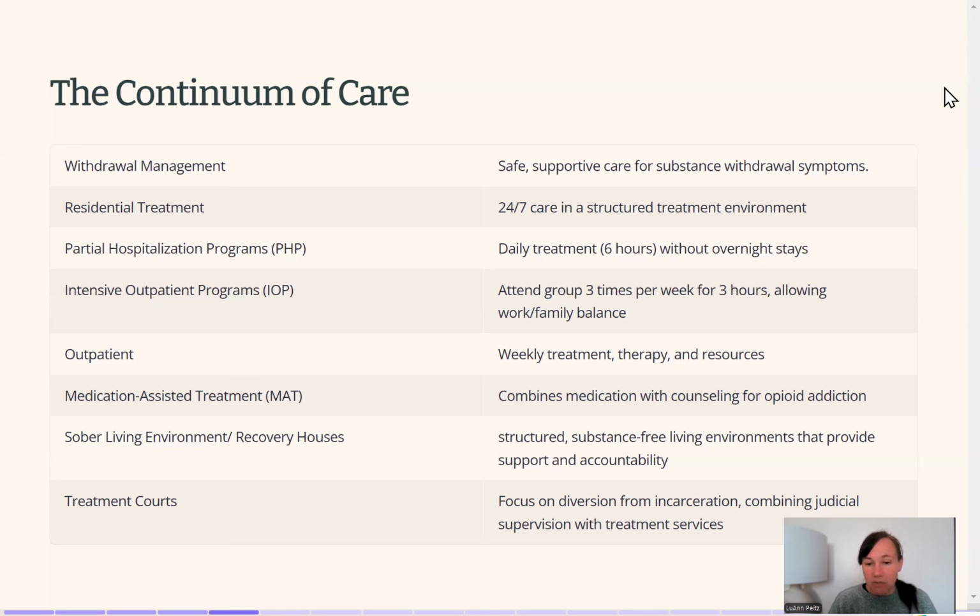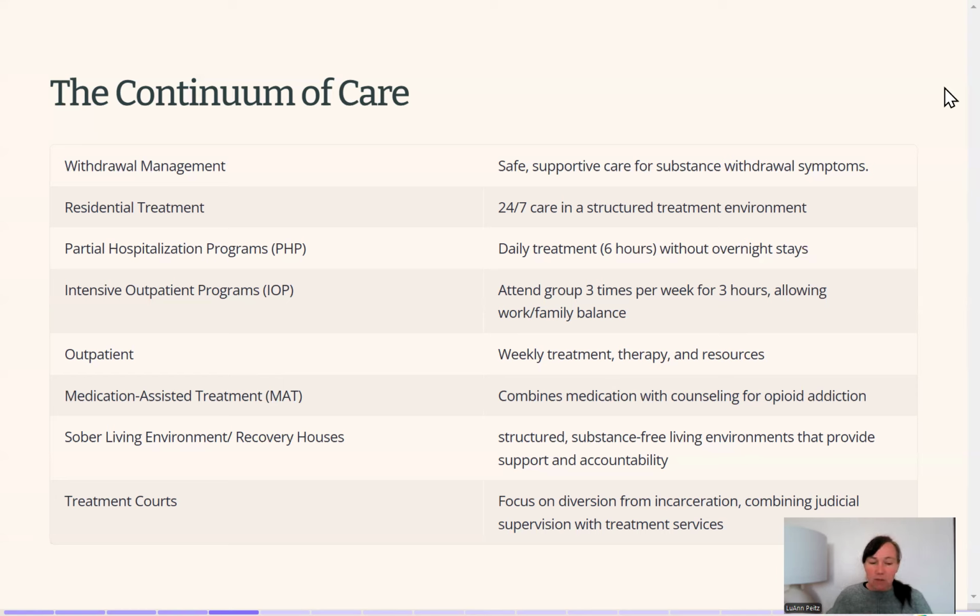Sober living environments or recovery houses. These are structured substance-free living environments that provide support and accountability. So normally there's a house manager, it depends on the sober living environment, but many of them have a house manager and people get urine tested, and they also have to follow rules like you have to clean certain parts of the house certain days or have a curfew, but it really offers a little bit more structure before transitioning into independent living.